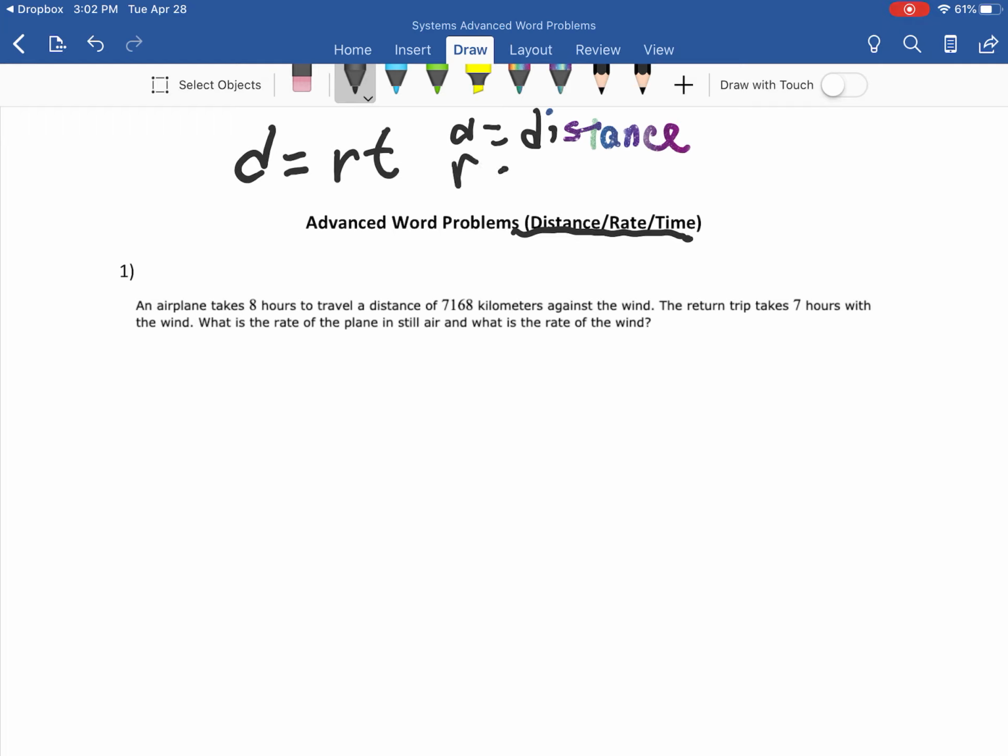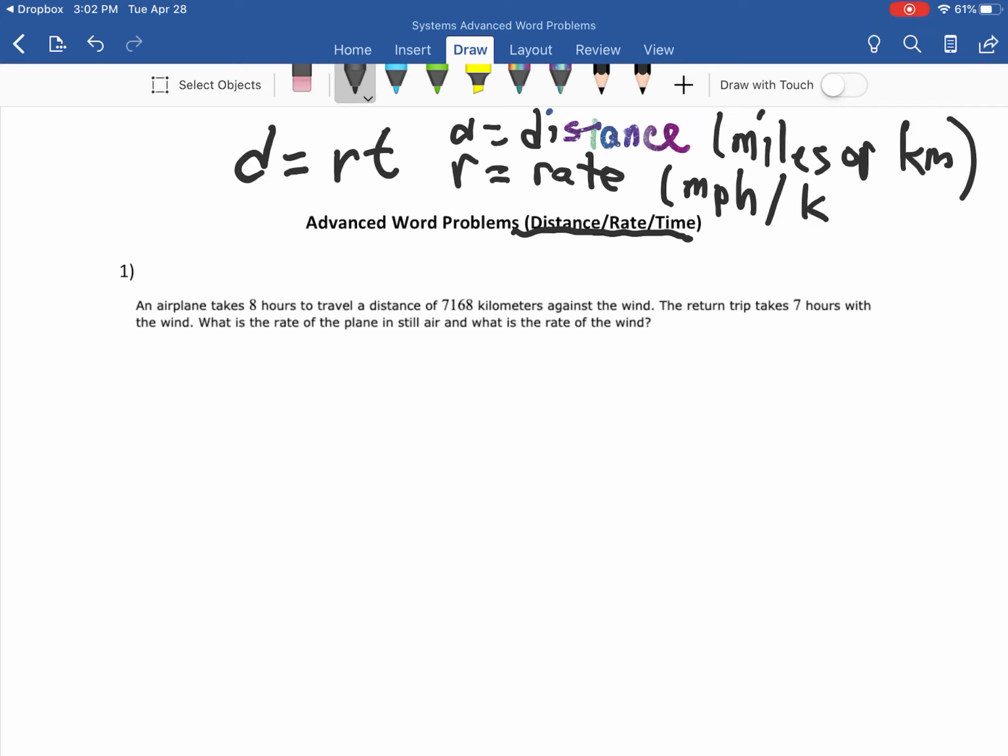Okay, D is distance. R is rate. Distance will usually be in miles or kilometers. Rate, miles per hour or kilometers per hour. T is time, which would be in hours. Okay, so really simple equation: to get the distance of anything, you're multiplying your rate, your speed, times your time.